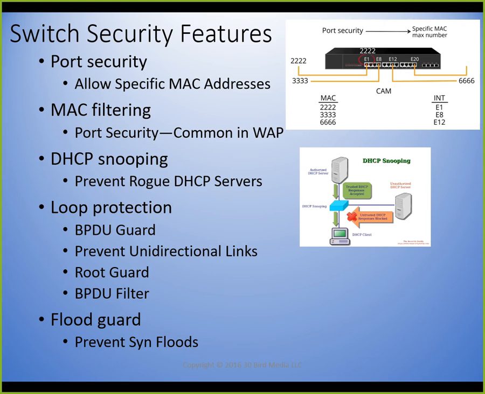had happened. The MAC filtering and port security, it says common in a WAP. It's common to use in a wireless access point or a wireless router. Lots of MAC filtering goes on there. We can also use it with port security in a wired switch. DHCP snooping prevented the rogue DHCP server.